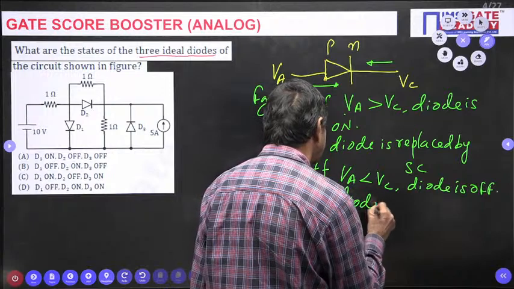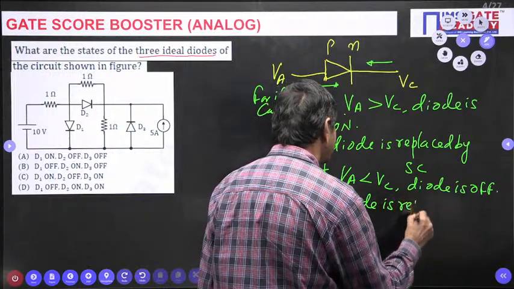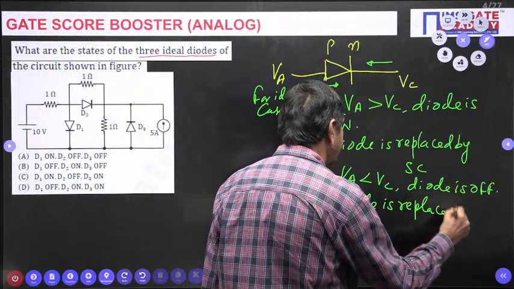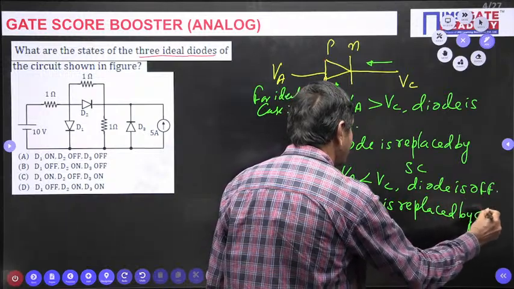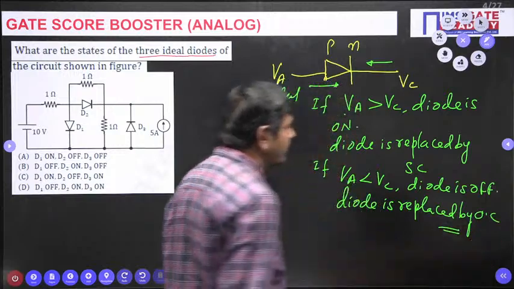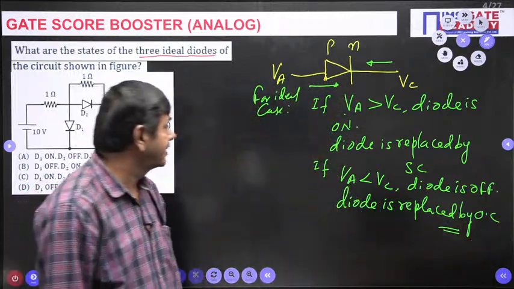Diode is replaced by open circuits. These two conditions we are going to use only now to do any question here, nothing more than that. Understand my point now.